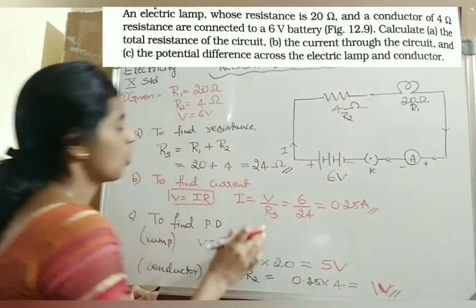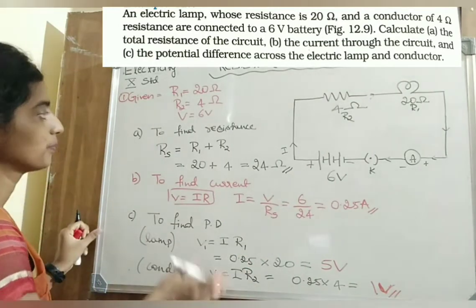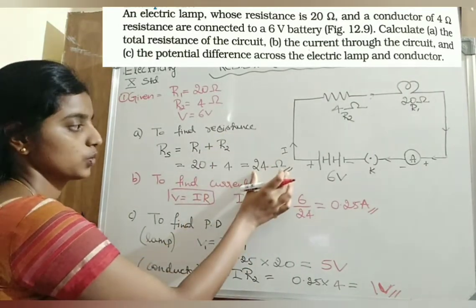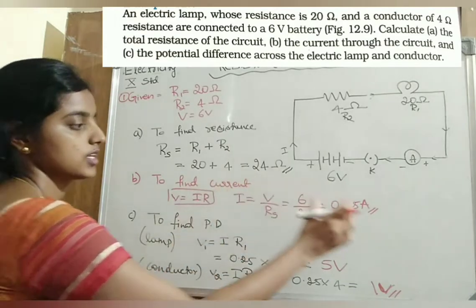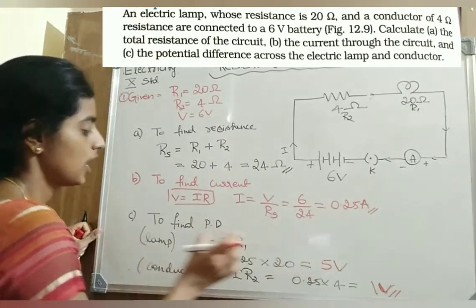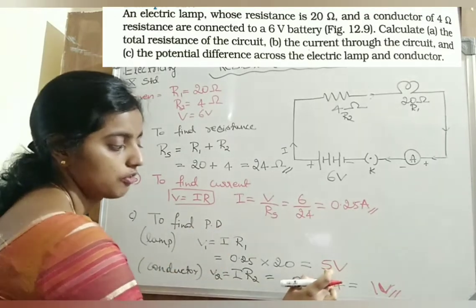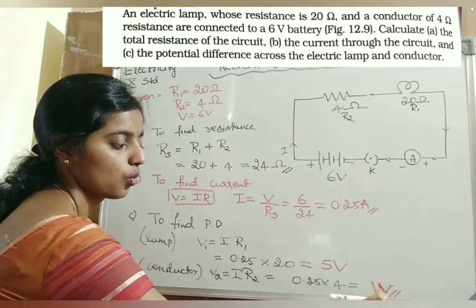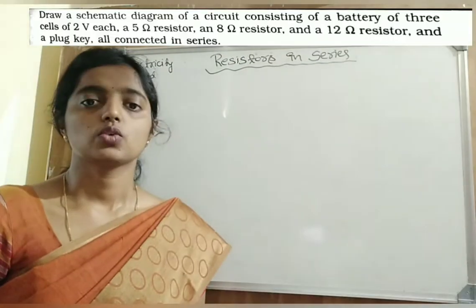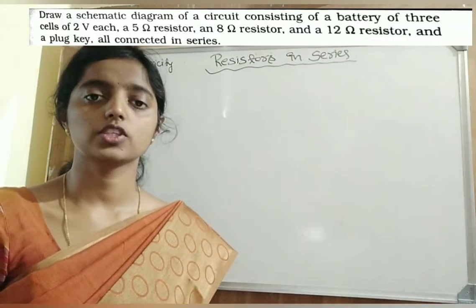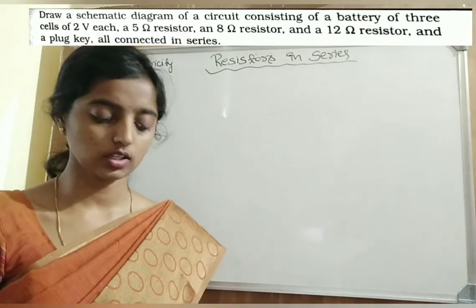Now we have found out all the three answers. For the first problem, total resistance is 24 ohm, total current is 0.25 ampere, and potential difference of lamp and potential difference of conductor is 5 volt and 1 volt. Next question is, see, it is a very simple question. They may ask you for 1 or 2 marks.